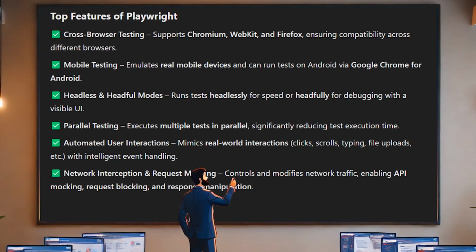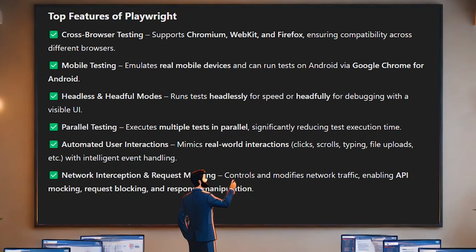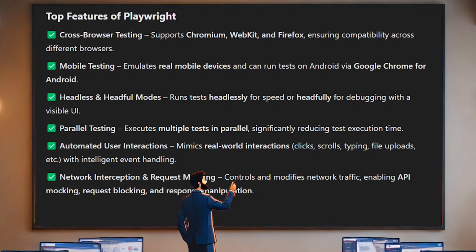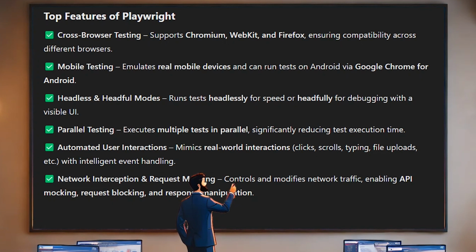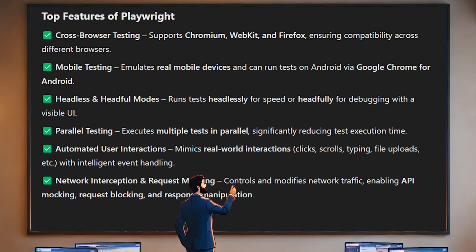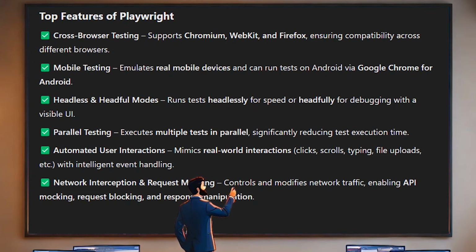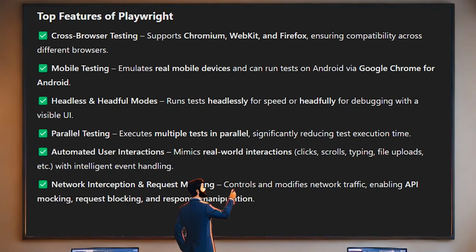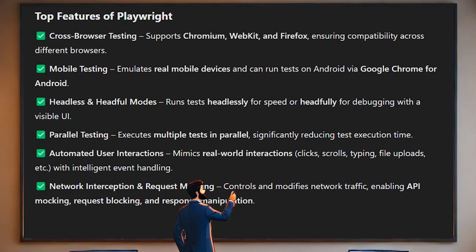It'll support Chrome and Firefox and also WebKit for Safari type browsers. It's good at mobile testing. It'll emulate real mobile devices and it'll run on Android via Google Chrome for Android. It's easy to switch between headed and headless modes, and it will also support parallel testing with more than one worker. It's good at automated user interactions, and it's quick to script those user interactions. It will also support network interception and request mapping when you need to do API mocking and testing.